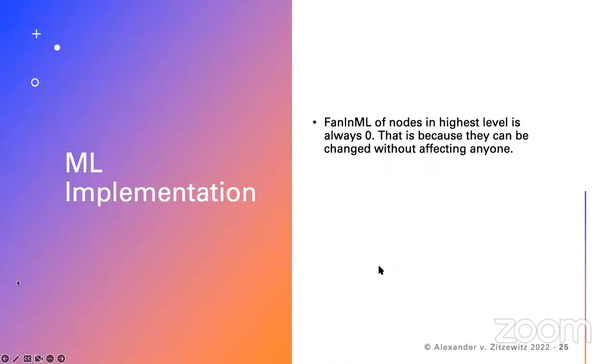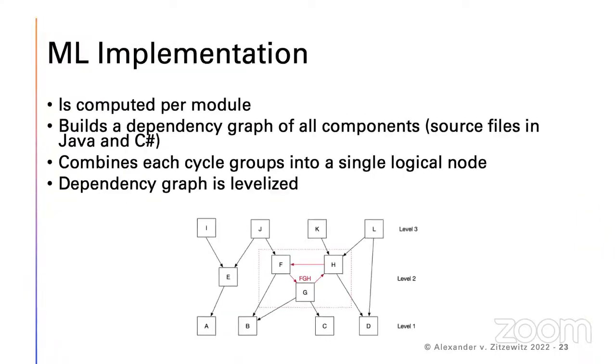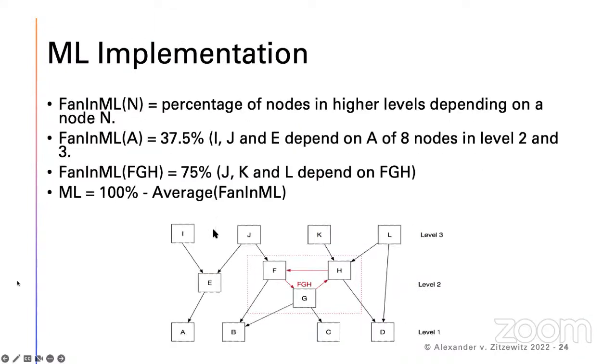One thing is important to notice here. If you go to the highest level, we have no incoming dependencies. All nodes on the highest level have a fan-in value of 0. So of course, we want to have as many nodes on the highest level as possible, meaning as many nodes with no incoming dependencies, to get better values. And that's where you should put all your complex functionality. The complex business logic should be on the highest level.